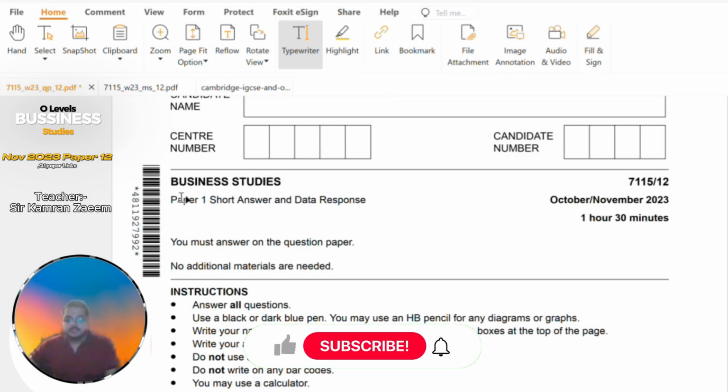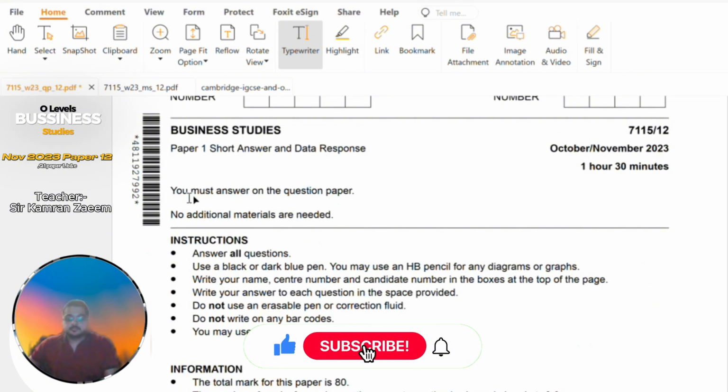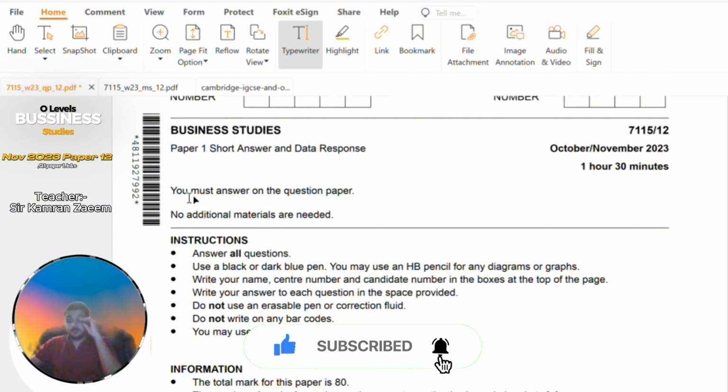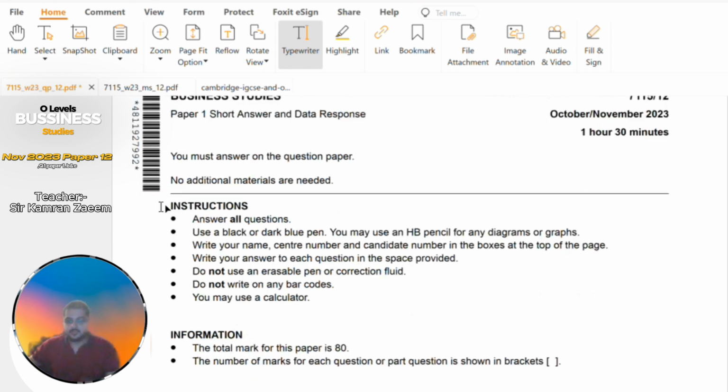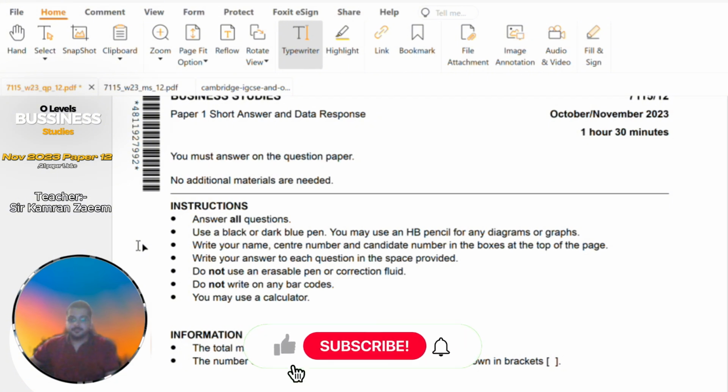So first of all, some basics for the paper. You have to answer the entire paper on the question paper itself. Right, and you're given lines at the end of each question to answer that question, and you must answer the question within those lines. You must be mindful of the marks allocated to the question before you answer. And you must use a pen, as it says in the instructions. Use a black or dark blue pen. And if you have to draw any graphs or diagrams, then you have to use a pencil.